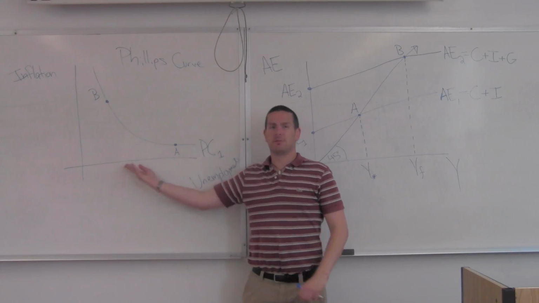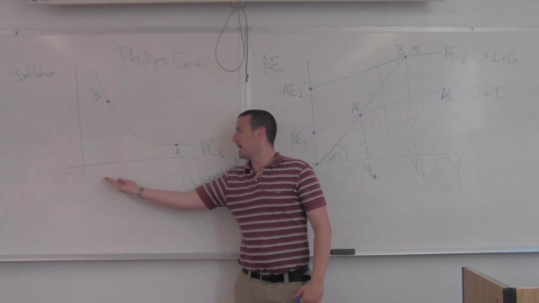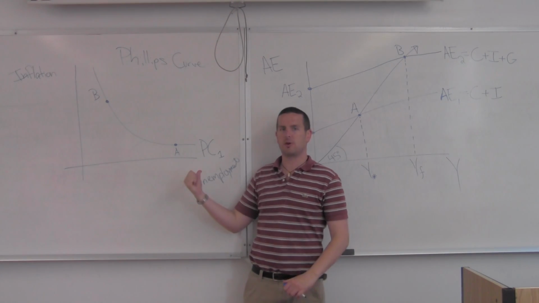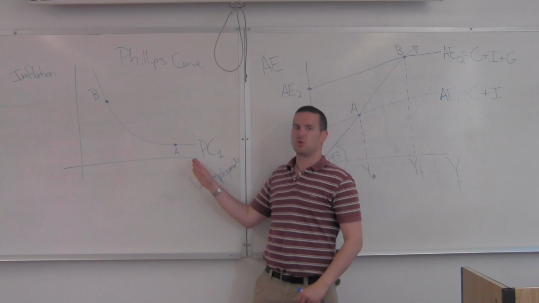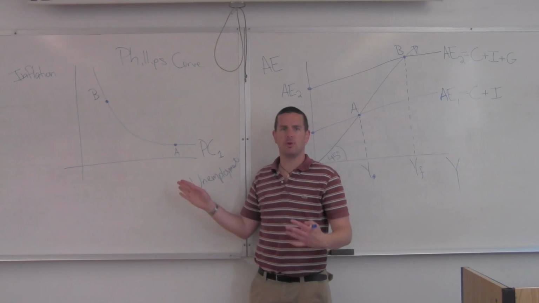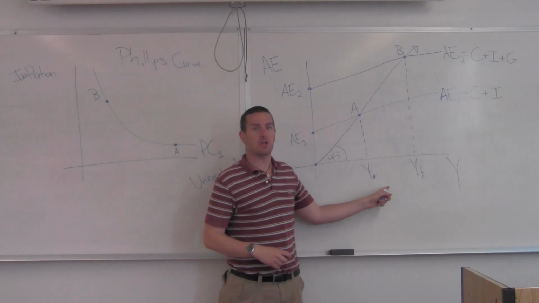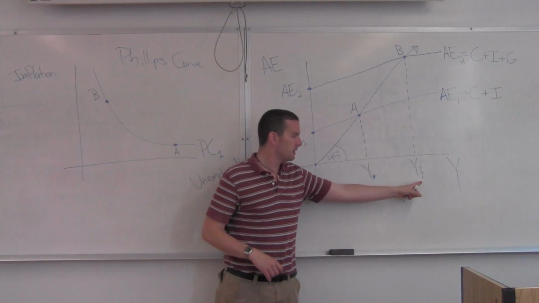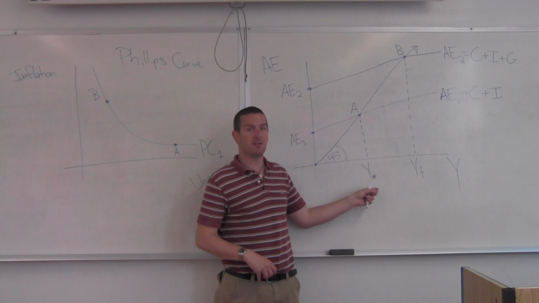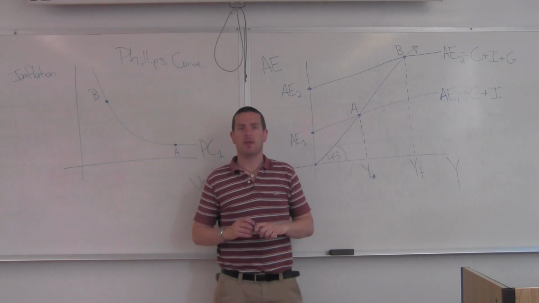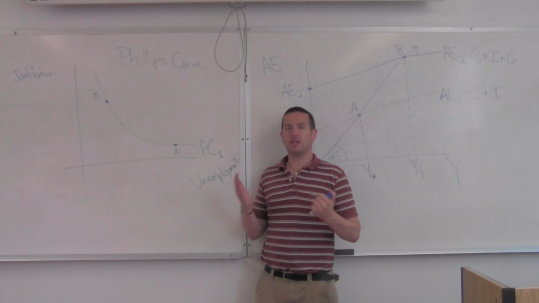There's a lot of unemployment here. We're very far to the right. If this is 0, this is 20, so we have 20% unemployment. Same thing here. There's quite a large distance between full employment and the current level of employment. So, what can we do?